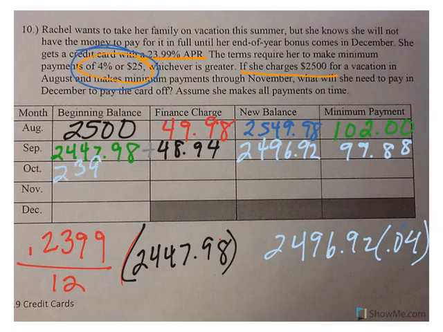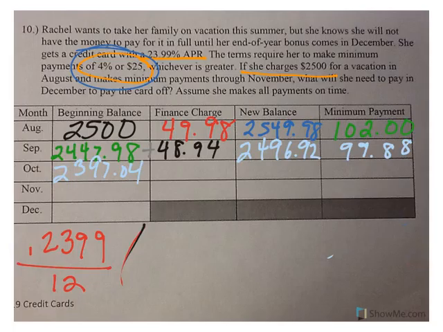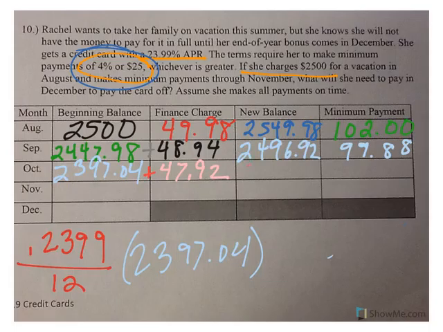So 2397.04, and then you do it all over again. So you put that in here, right? 2397.04. And really with these problems, the repetition is pretty good. So once you kind of get the hang of it, it's pretty nice. So our finance charge is $47.92. I add these two together to get my new balance of $2444.96. I multiply that by 4% to get $97.80.